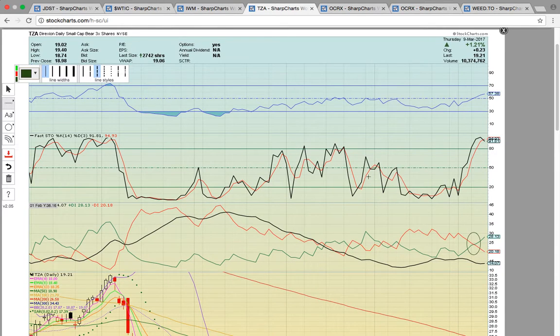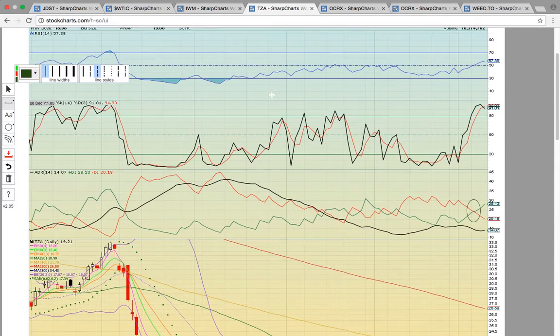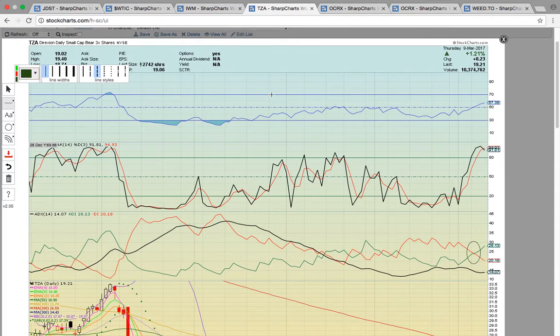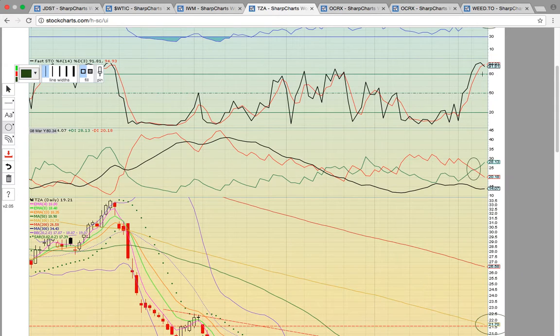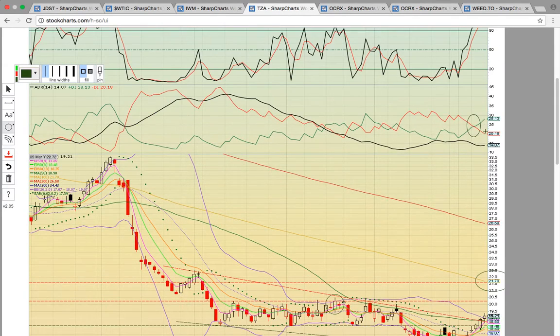What do you do when a stock's dropping like that? Or when the small caps are dropping, when you have a whole sector that's under pressure, you look at the bear ETF, which is TZA, the 3 times bear ETF for the small caps. If you look here, it is heating up. Notice how it broke above 50. So now you have RSI above 50, heating up. Fast-O is above 80. You've got a bullish crossover on ADX.